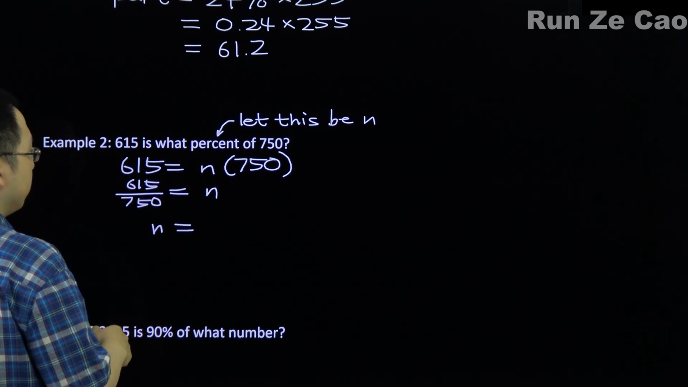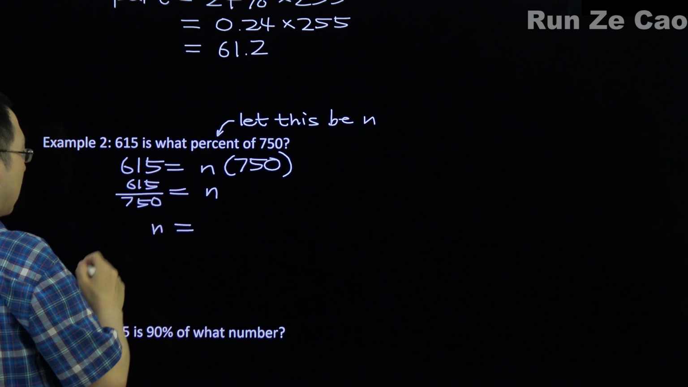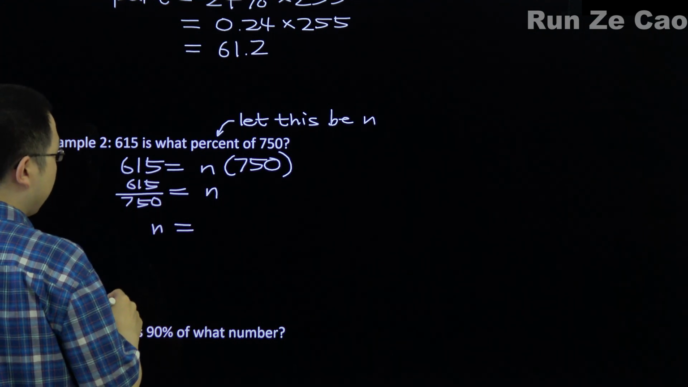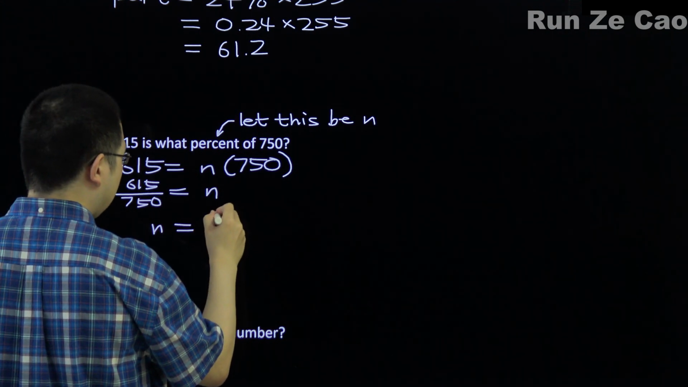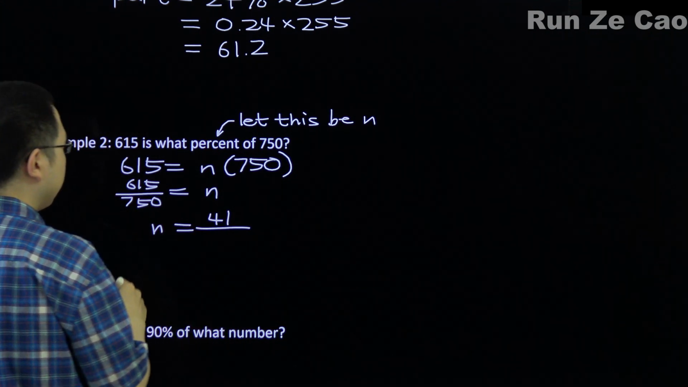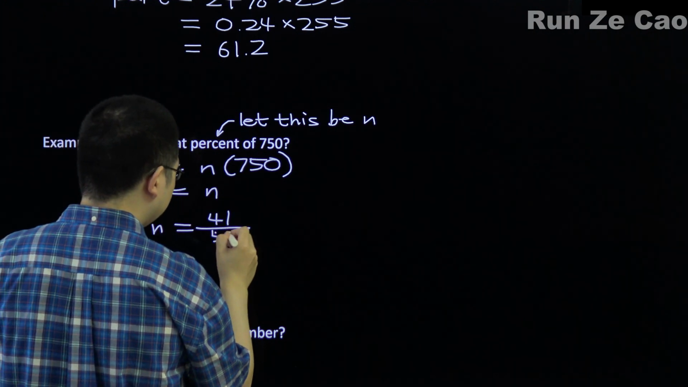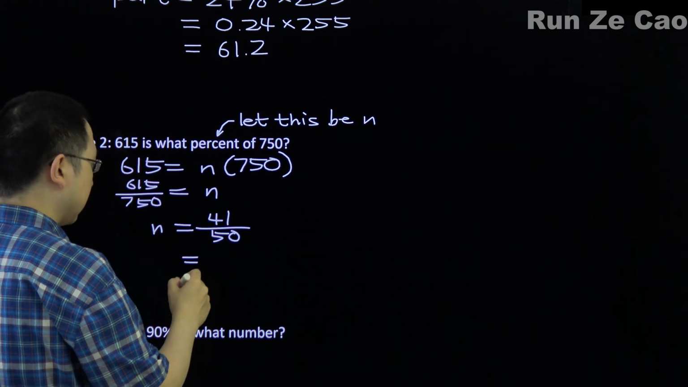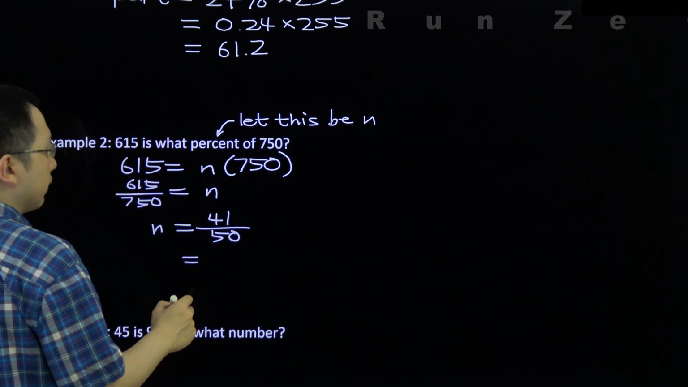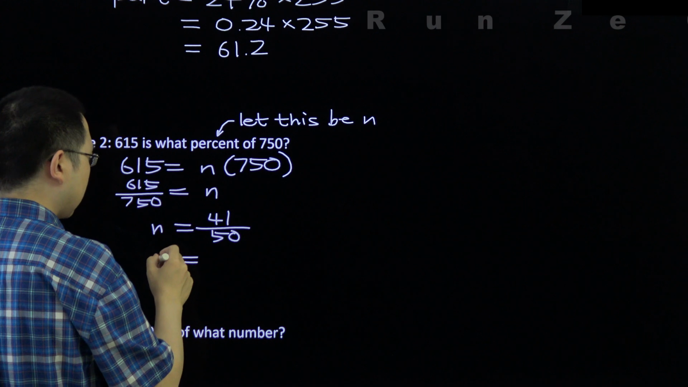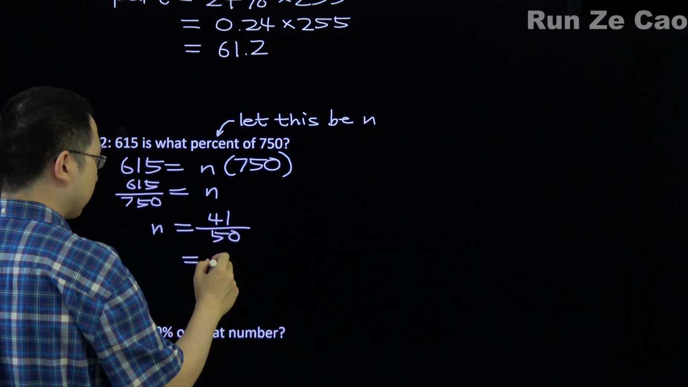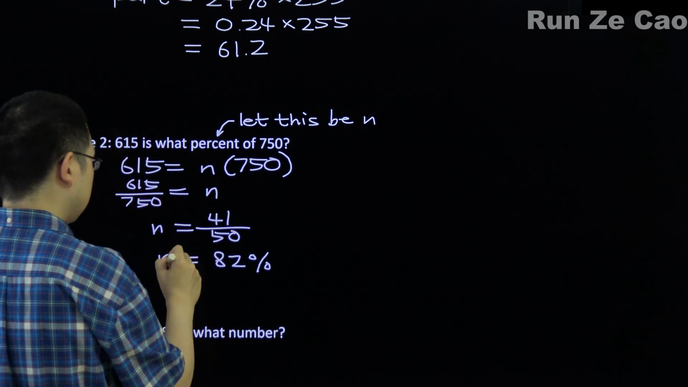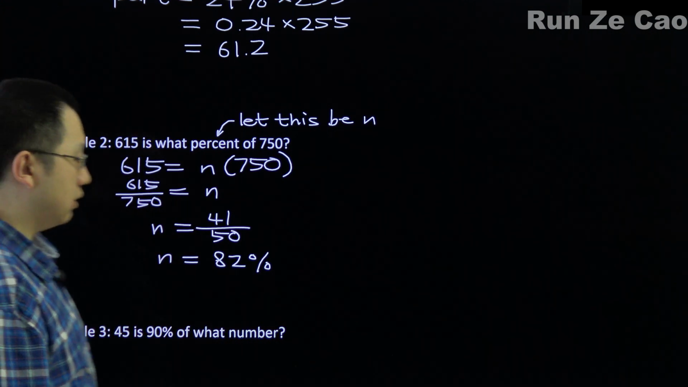What happens when we divide both numerator and denominator by 15? Well, 615 divided by 15 is equal to 41, and 750 divided by 15 is equal to 50. 41 over 50, we can give it as 0.82, but in this case, we're just going straight to the percent, which is 82%. All right.